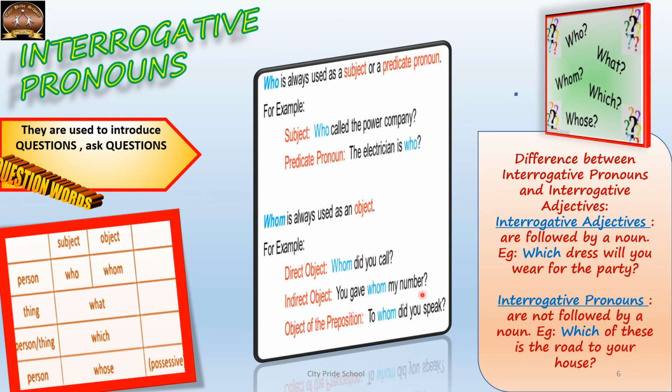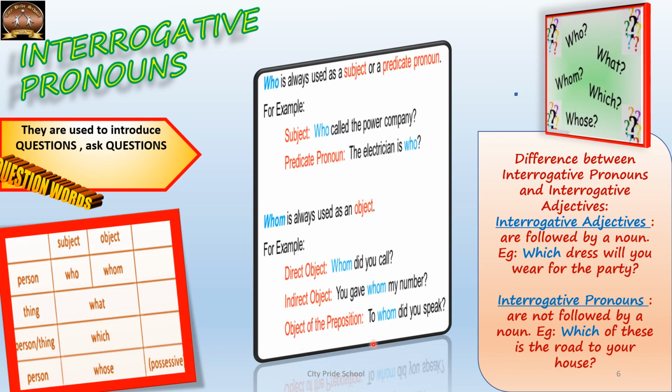Now go back to the concept of direct object and indirect object. Direct object is the one that receives the action. Indirect object is the one who receives the direct object. So here, you gave what is being answered by my number. So my number is the direct object, and to whom is the indirect object. So whom becomes the indirect object here.